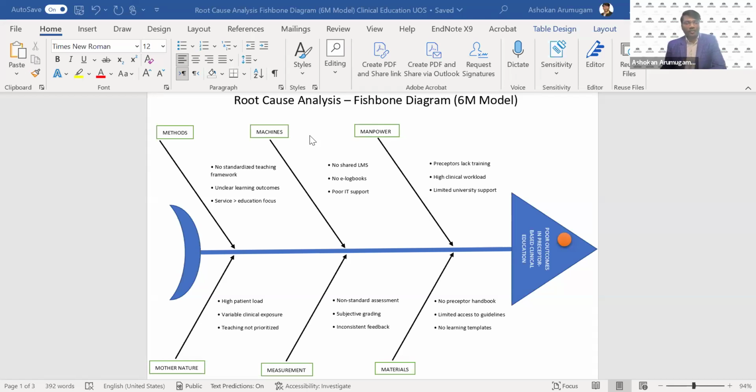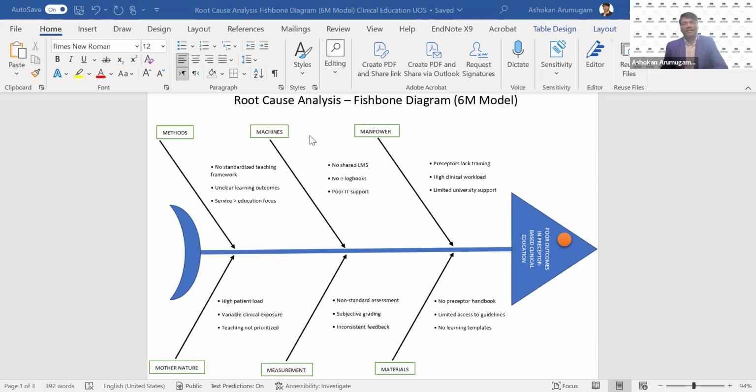Regarding the nature of the course, high patient load is the biggest problem, because the preceptors are mainly clinicians and have to find time to teach our students in between. And there is variable clinical exposure. Some people have an undergraduate qualification, some have specialized training, some have a master's degree, and very few have a doctoral degree on the clinical side. So the expertise level differs, as do the knowledge levels and the clinical experience. And teaching is not prioritized for them. They're more into the clinical site, treating patients rather than teaching our students.